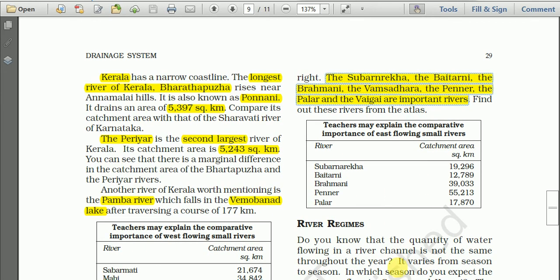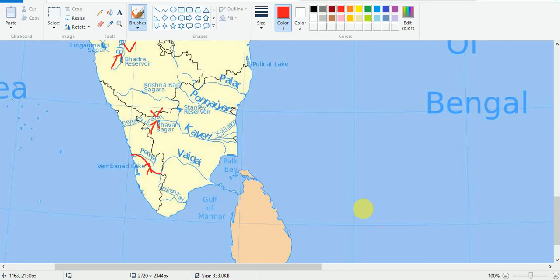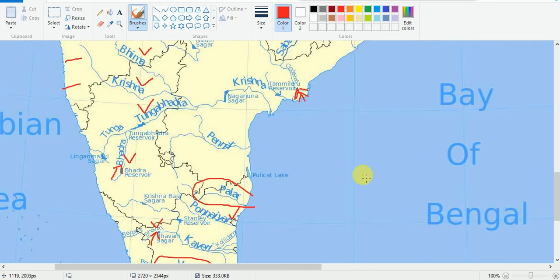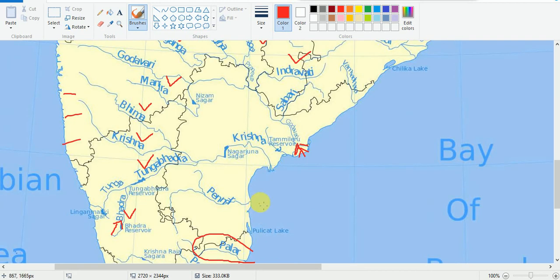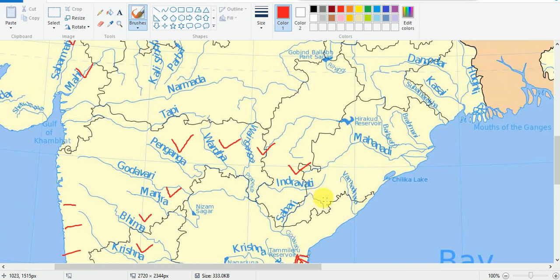And here we may find these rivers. Palar is here. See, Palar River is here, and this is also another important river. Then Vaigai is here. Vaigai River is mentioned there. Then Penner is here. This is another small east flowing river, Penner.